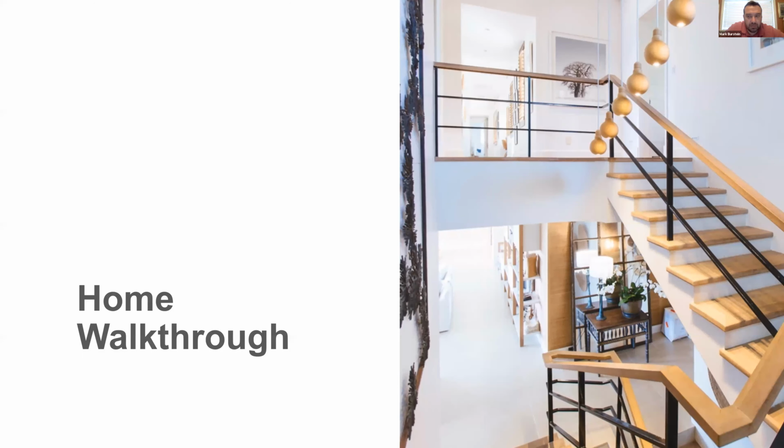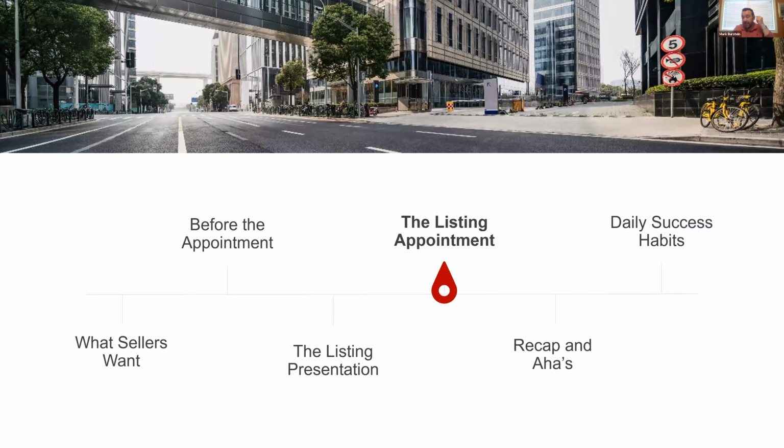That's true. Yeah, that's true. It'll be a good class, and we'll go more into depth. Actually, that'll be the perfect forum to complete this: the listing appointment, the recaps, and the listing appointment itself.